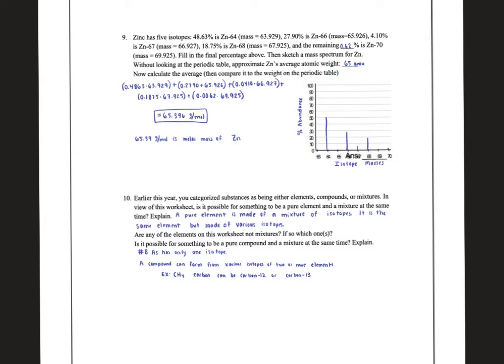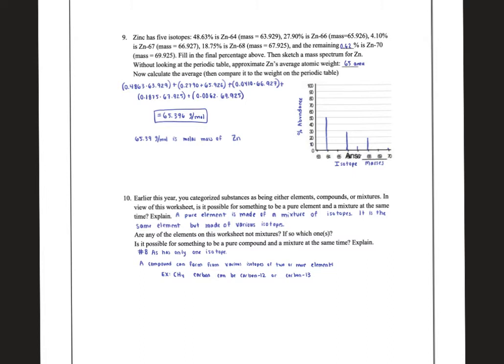Number 10: earlier this year you categorized substances as being elements, compounds, or mixtures. Is it possible for something to be a pure element and a mixture at the same time? So truthfully, a pure element is made of a mixture of isotopes. A pure element means 1 capital letter from the periodic table, but most elements on the periodic table have multiple isotopes, though it is technically the same element. It's just that we have these isotopes, meaning same number of protons, different number of neutrons, which means they have different mass numbers. Are any of the elements on the worksheet not mixtures of isotopes?